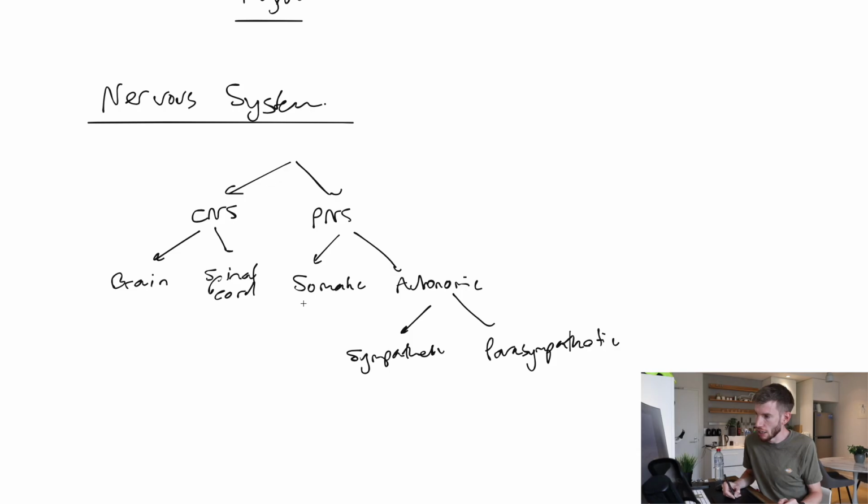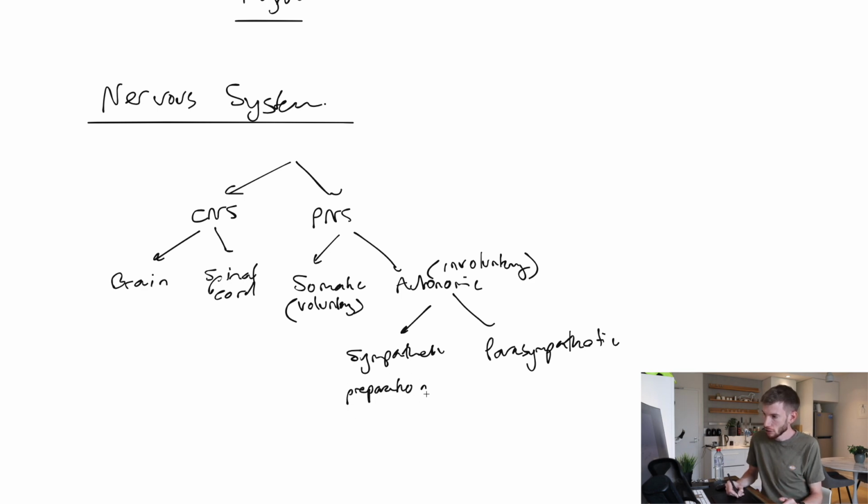Somatic is to do with voluntary control or conscious control. So if you move an arm or something like that, you thought about doing it, it means the somatic nervous system was responsible. Autonomic is unconscious, it is involuntary. So these are things like digestion and that kind of stuff. So sympathetic is the preparation for action, and then parasympathetic is the reverse, that is the calming down after action. A common one is parasympathetic is often called rest and digest.